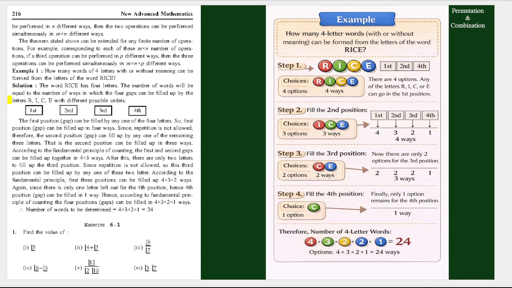Let us now solve this one, the RICE one. The word RICE: how many words of 4 letters, with or without meaning, can be formed from the letters of the word RICE? This is like a reasoning question. So how many letters are there? 4 letters are there: R, I, C, E.